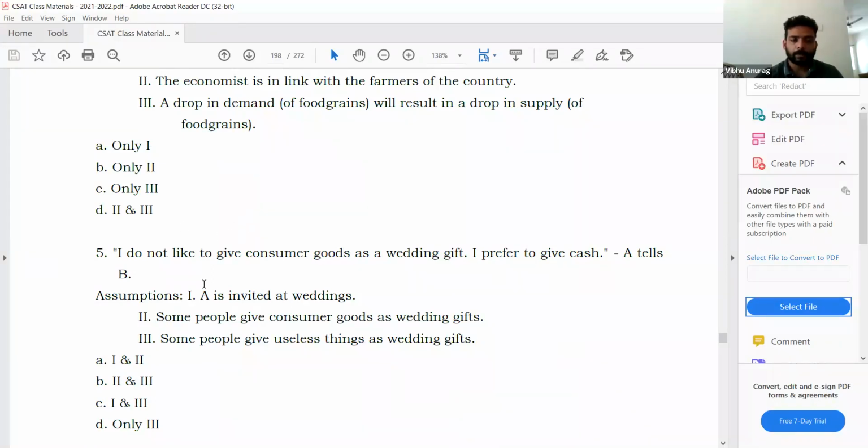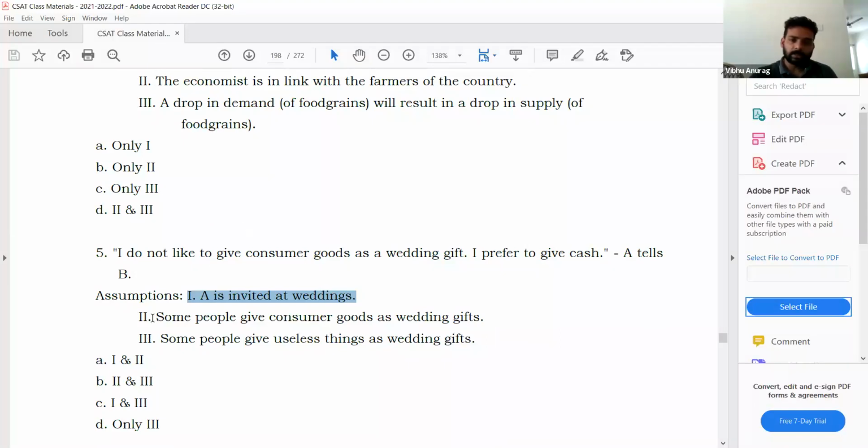Then the 5th one, I do not like to give consumer goods as a wedding gift. I prefer to give cash. Now, this has been told by A to B. So, assumption number 1, assumption of A: A is invited at weddings. Now, see, he's talking about giving wedding gifts. So, he believes he is invited at weddings. That's why he's talking about giving a wedding gift. So, first assumption is valid.